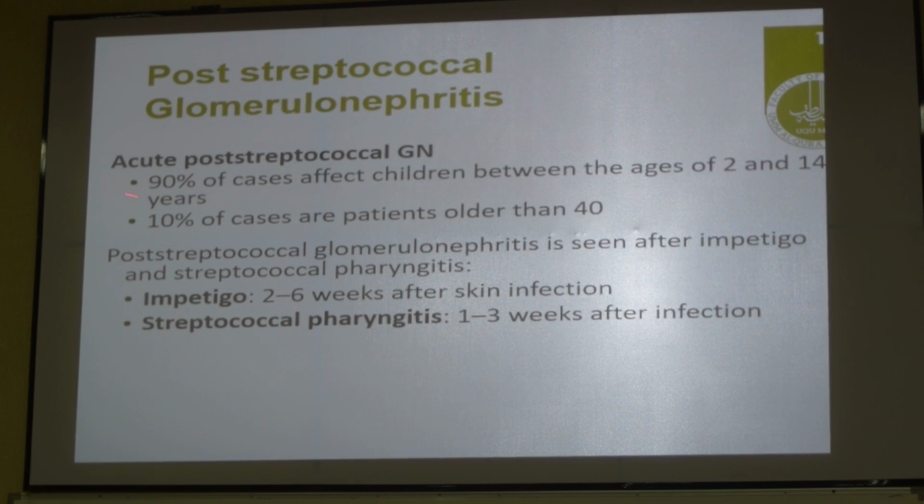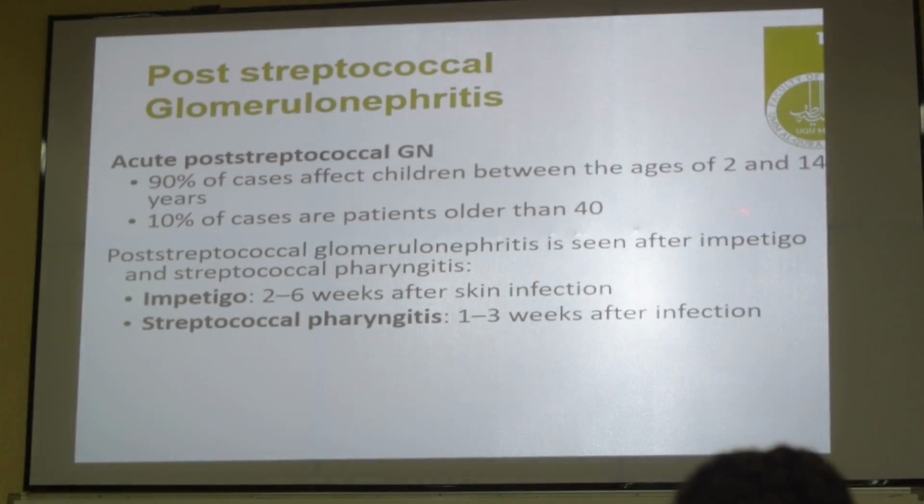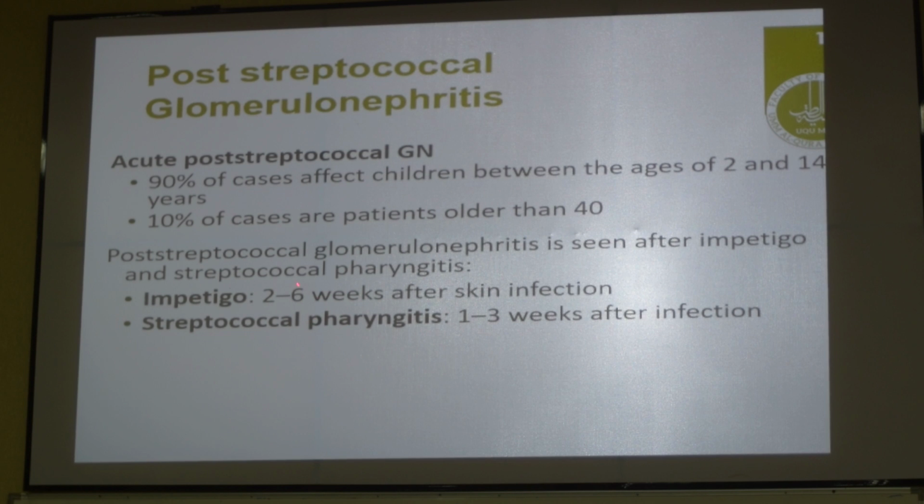So acute post-streptococcal glomerulonephritis, 90% of the cases are between the age of 2 to 14 years, 10% are more than 40 years of age, and it is also seen after impetigo and post-streptococcal pharyngitis, bacterial infection of the skin or pharyngitis. The time duration is different. In case of pharyngitis, it's just 1 to 3 weeks later, and in case of skin infection, it is 2 to 6 weeks.